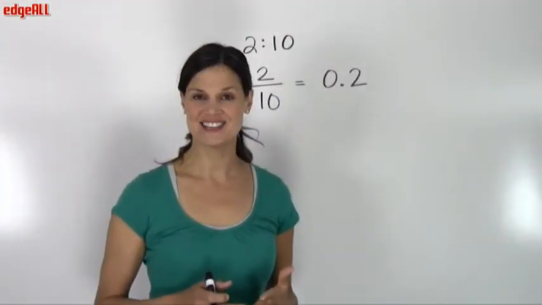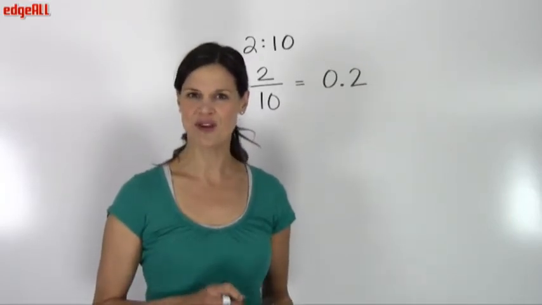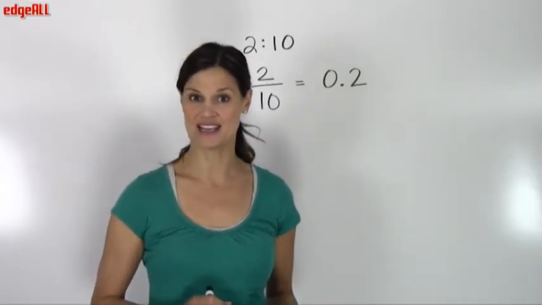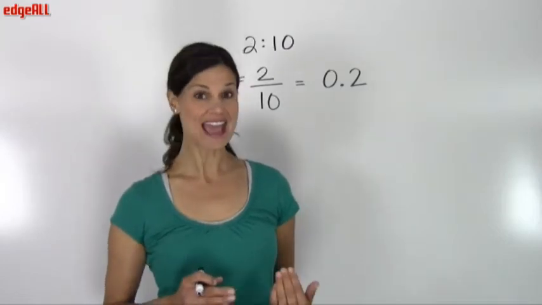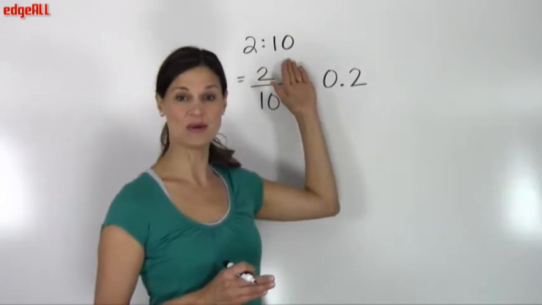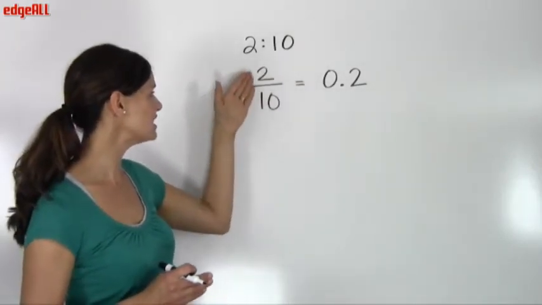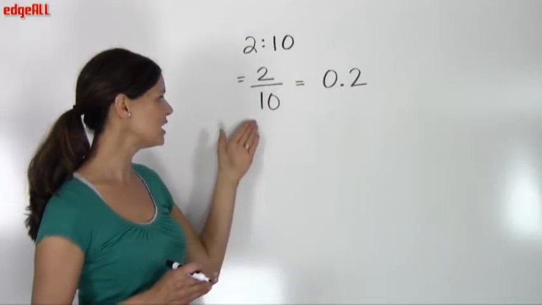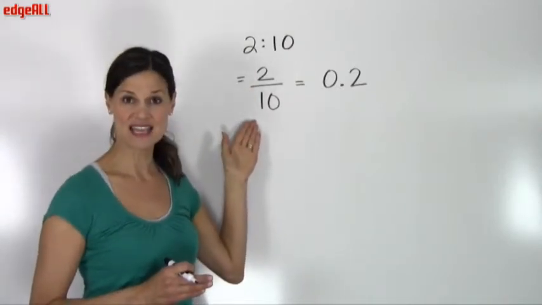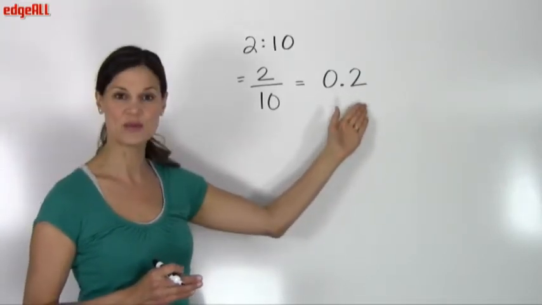A percentage is a number or a ratio written as a fraction of 100. So if I have a ratio of 2 to 10, for example, I know that I can write this as the fraction 2 over 10, which I know is 2/10, and could also be written as the decimal 0.2.